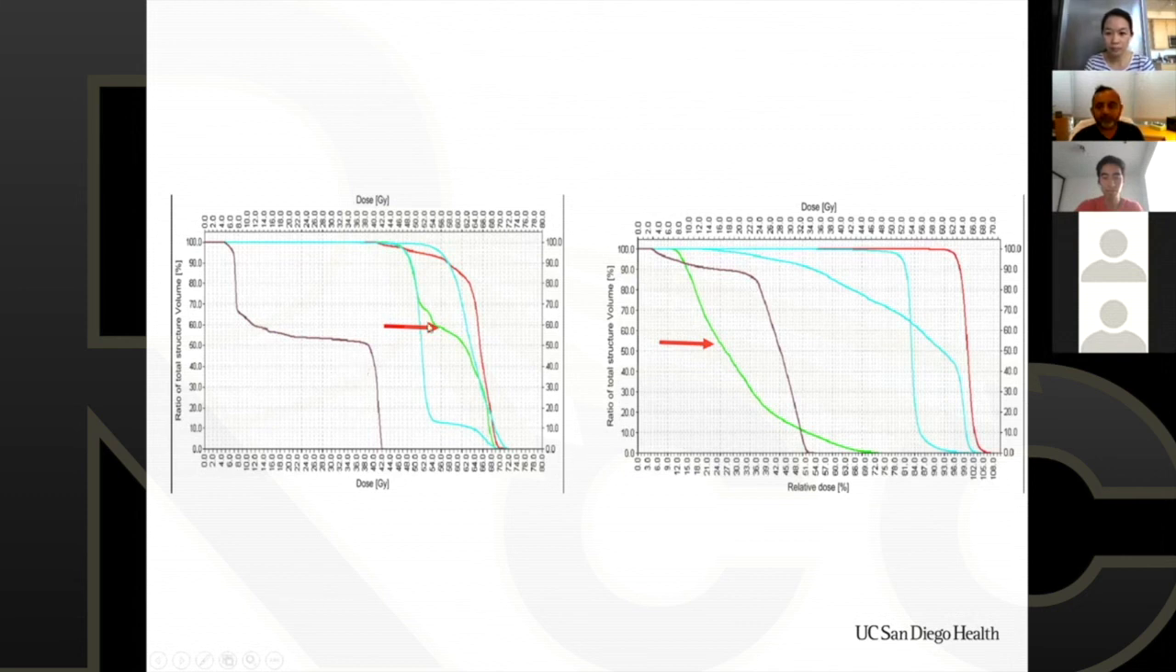But here's the salivary gland. So this is 3D conformal radiotherapy. This is IMRT, and green is the DVH for the parotid glands. And you can see that there's significant sparing of the parotid gland here with IMRT compared to 3D conformal radiotherapy.